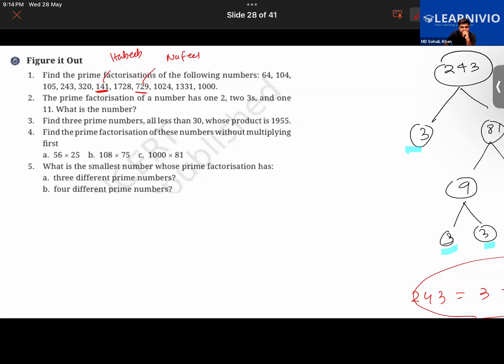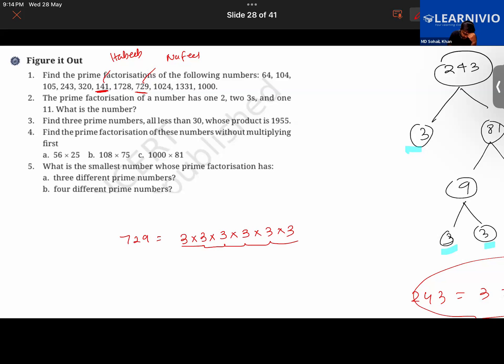Sir, I think I got the answer. Tell me. 3 into 3 into 3 into 3 into 3 into 3. So like 6 threes. Very good. 3 threes are 9, 9 threes are 27, 27 threes are 81, and then 243, and then 729. Yes. Very good. So there you go.